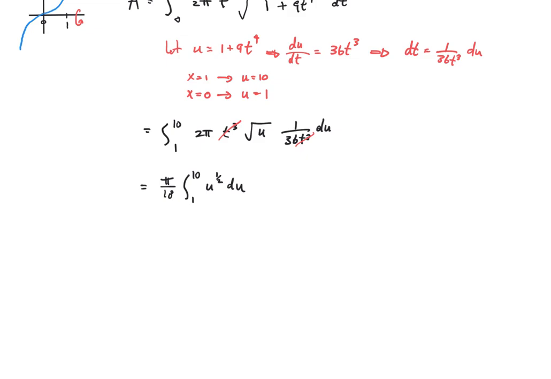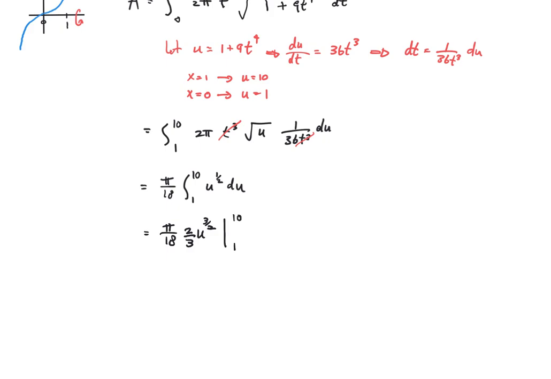So we're ready to find our antiderivative now. We're going to get pi over 18 u to the, we're going to add 1 to the exponent, so that's going to be 3/2. Dividing by the fraction is the same thing as multiplying by the reciprocal, so that's going to be times 2/3. And we're going to evaluate this from 1 to 10. We do not have to change back because we've already changed the limits of integration.